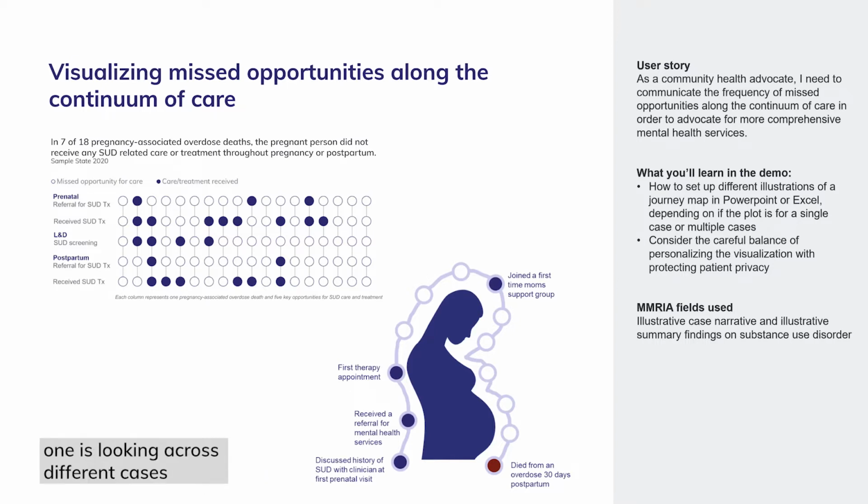One is looking across different cases at the state of the missed opportunities and different items that we would hope would happen, or looking at a less aggregated and more individual picture, like the journey of an individual woman. Here, we'll focus on a user story: as a community health advocate, I need to communicate the frequency of missed opportunities along the continuum of care in order to advocate for more comprehensive mental health services.